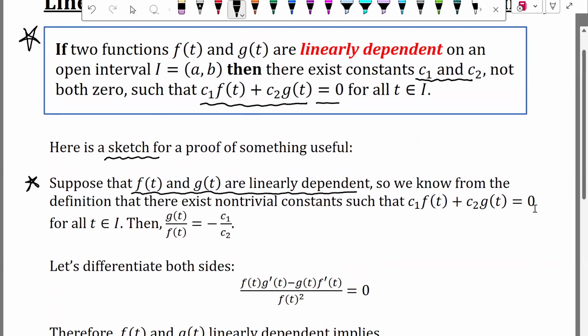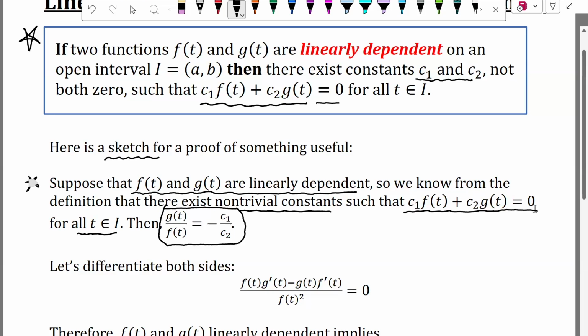So in this case, just repeating that, there exist non-trivial constants, C1 and C2, such that I can take a linear combination of my f and g that sum to 0 for all points t on my interval. Because I have that, I can divide through and come up with this relationship. g over f equals minus C1 over C2.